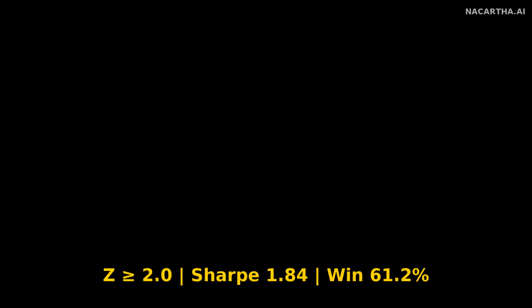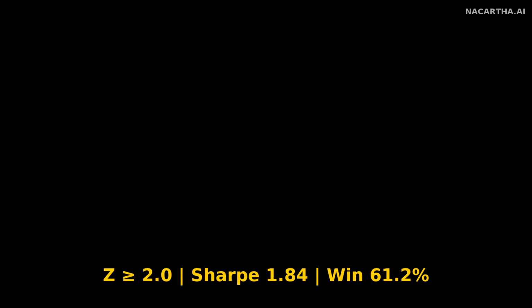Inside NacArtha, Z-score is one layer of a 4-layer filter. Layer 1, momentum score above 60. Layer 2, volume surge at 1.5 times average. Layer 3, RSI 14, not in extreme overbought or oversold territory. Layer 4, Z-score magnitude of 2.0 or higher. All 4 must pass. One failure, no trade.